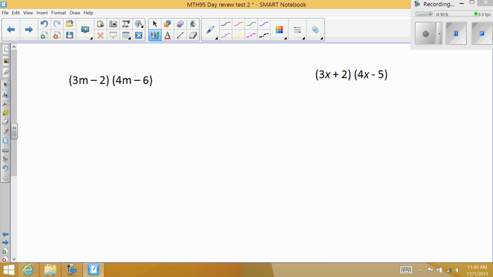Now we're going to multiply, and I'm multiplying here a binomial times a binomial, so I can use my FOILing method. FOIL stands for first, outside, inside, last, so it's just a little acronym to help you keep track of all the combinations you need when you're multiplying a binomial times a binomial.